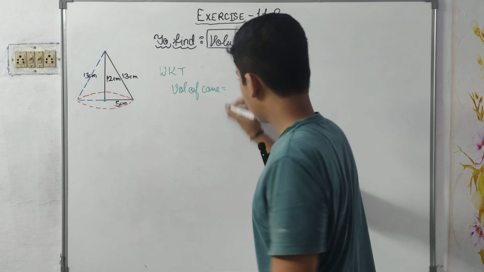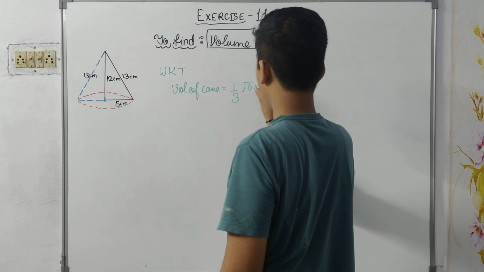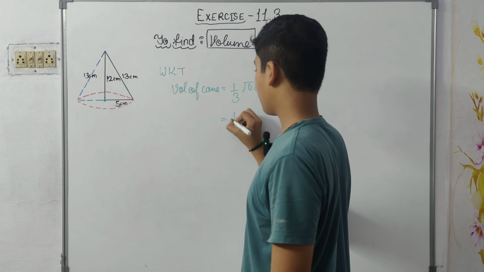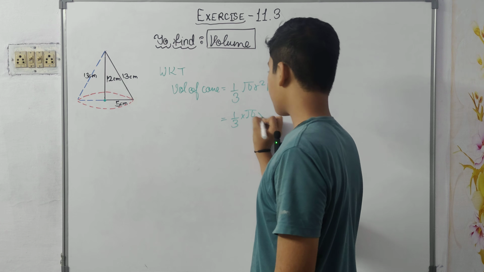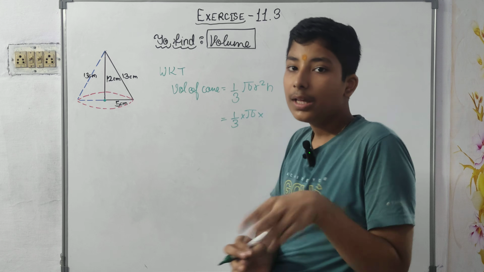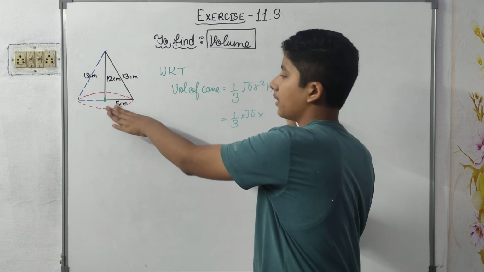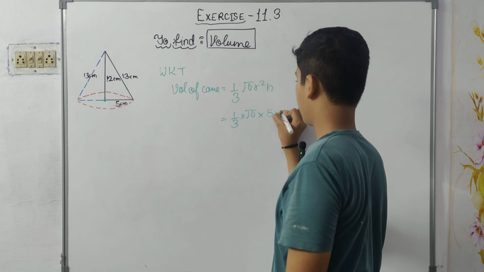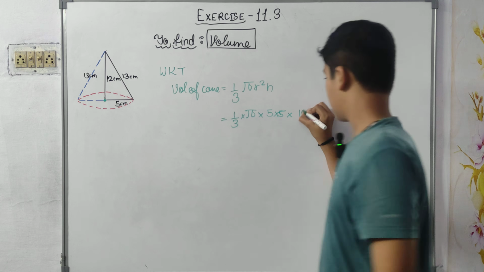What is the volume of a cone? It is 1/3 of pi r square h. Here 1/3 of it will be pi only. Let it remain pi, because in the next question we have to find the ratio. And r square is 5 into 5, which is 25, multiplied by the height, which is 12.